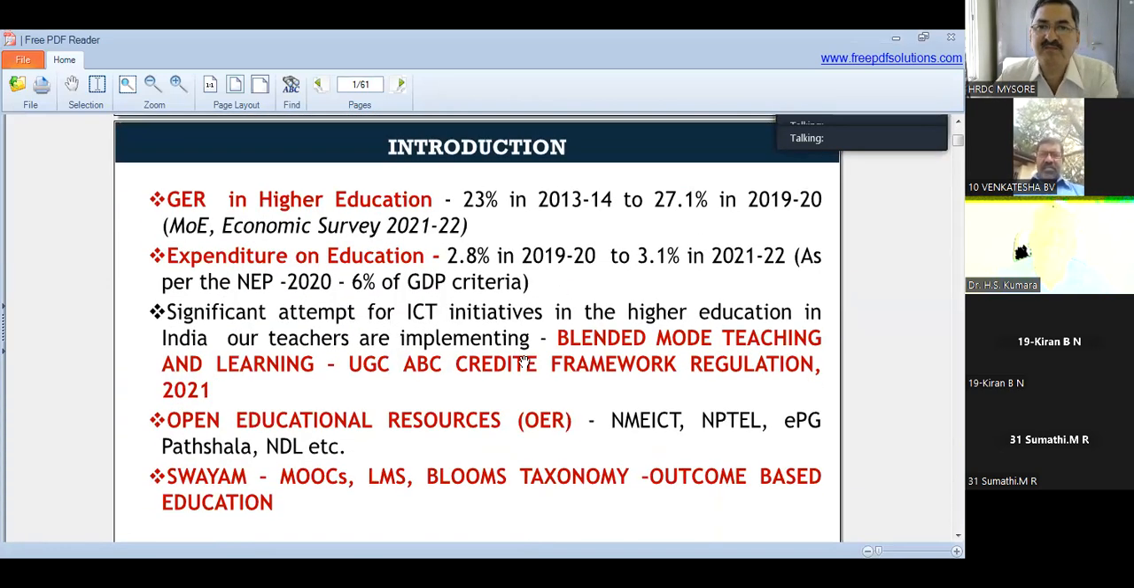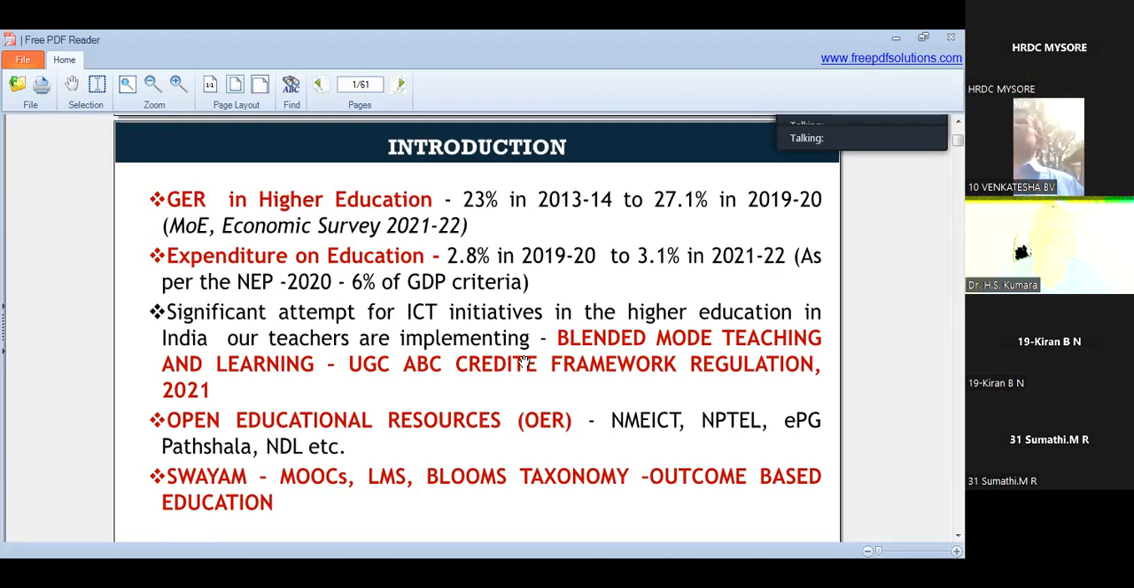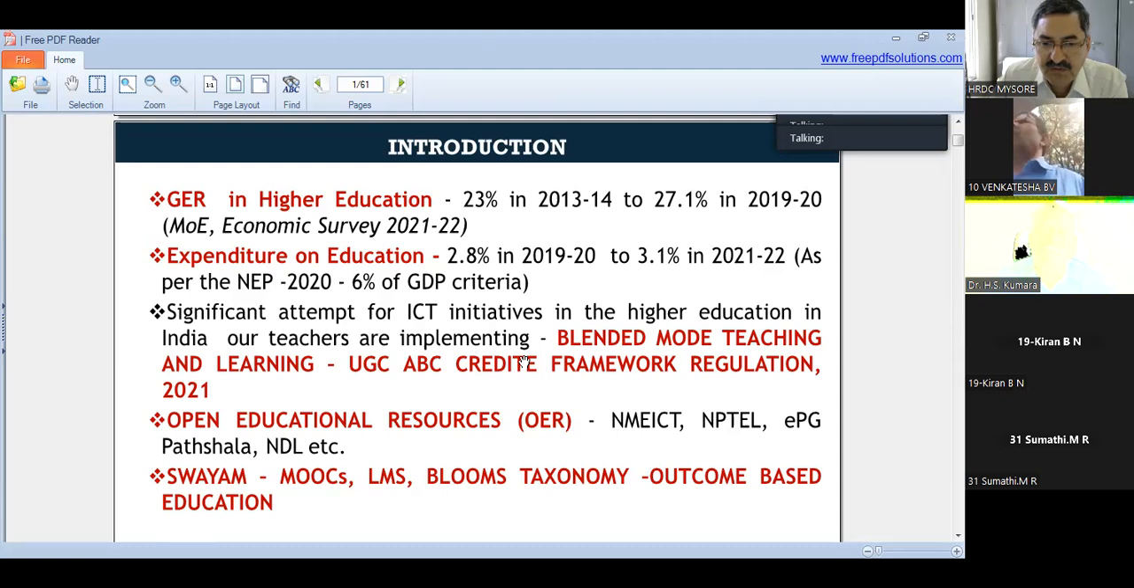As far as understanding, by and large you are all aware of the gross enrollment rate in higher education. As far as the data set, it was almost 23% in 2013-14. There is a phenomenal increase to 27% in 2019-20. This is one of the components we need to look into, the gross enrollment rate in higher education.